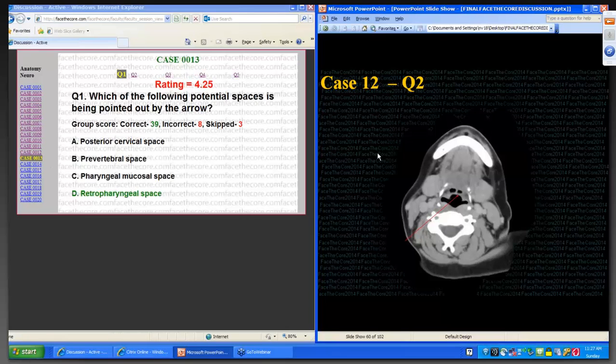Okay, case 13: which of the following potential spaces is being pointed out by the arrow? That's great. Nearly everyone got this. This is the retropharyngeal space. Remember that here's the pharyngeal mucosal space, here's this thin little area of the retropharyngeal space, and then behind that, which contains muscles, and in front of the vertebrae is the prevertebral space.